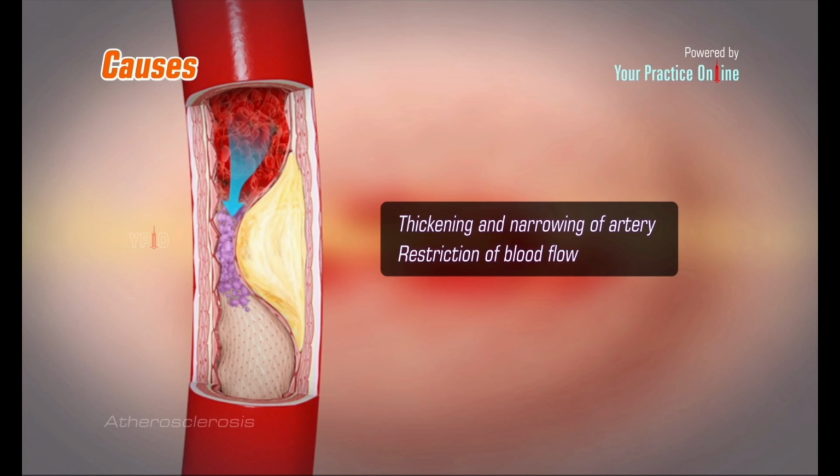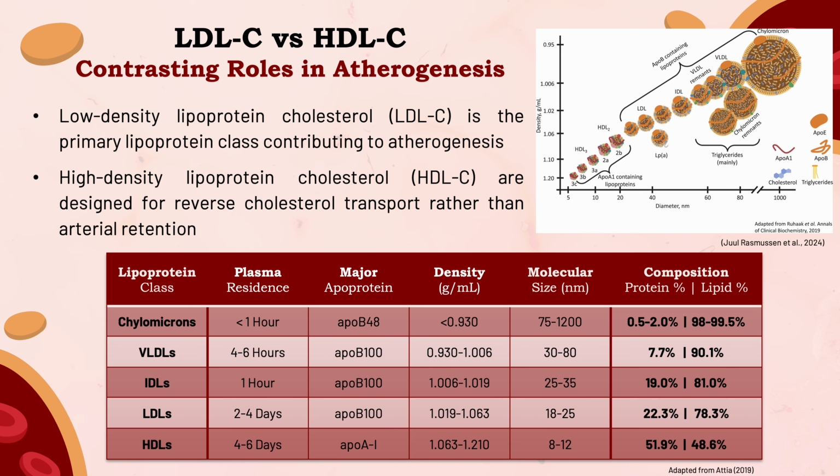This slide compares low-density lipoprotein cholesterol and high-density lipoprotein cholesterol in atherogenesis. With respect to size, LDL particles, about 18 to 25 nanometers, are small enough to cross the endothelium but too large to easily diffuse back once bound. HDL particles, at 8 to 12 nanometers, are smaller, more spherical, and dynamic, able to move in and out of the arterial wall without being retained.